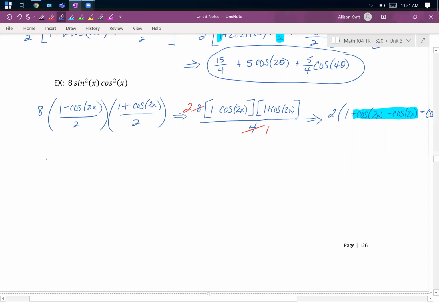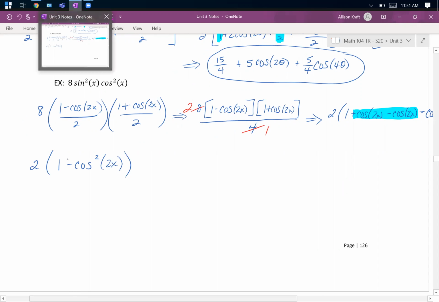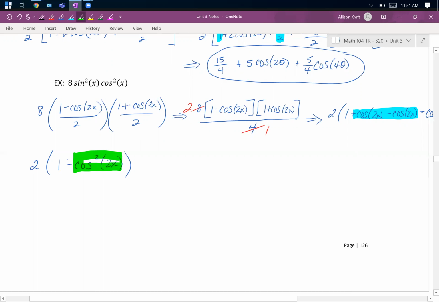So that leaves us with 2 times 1 minus cosine squared of 2x. We have a cosine squared left. So we're going to have to apply our power reducing formula a second time. This is 2 times 1 minus 1 plus cosine, and now it's cosine of 2 theta, and our theta is already 2x, so this is going to become 4x all over 2.